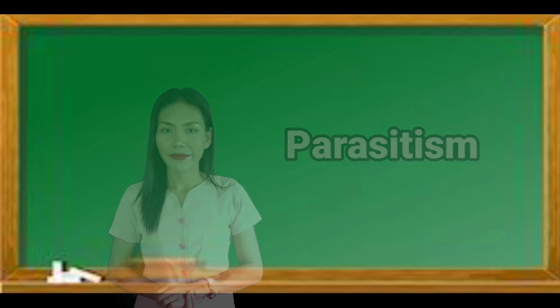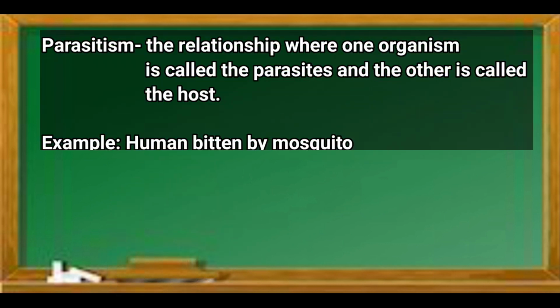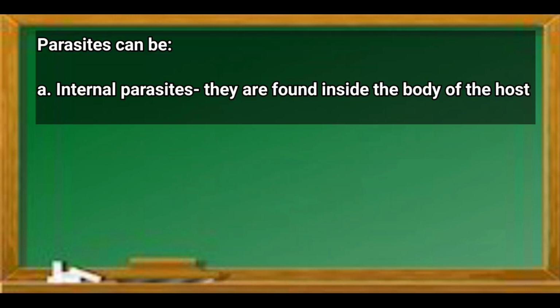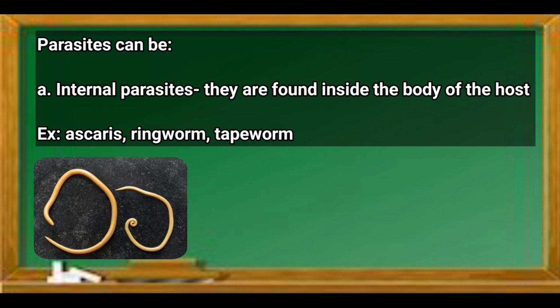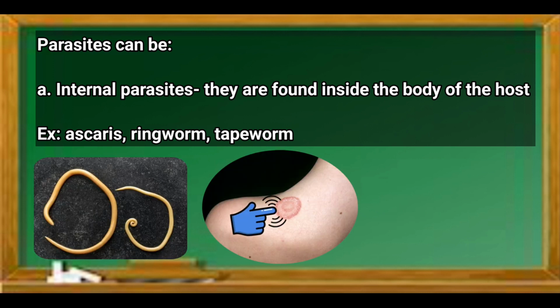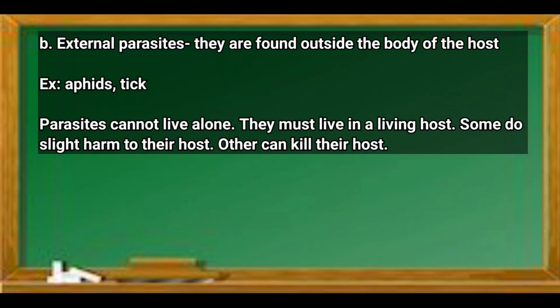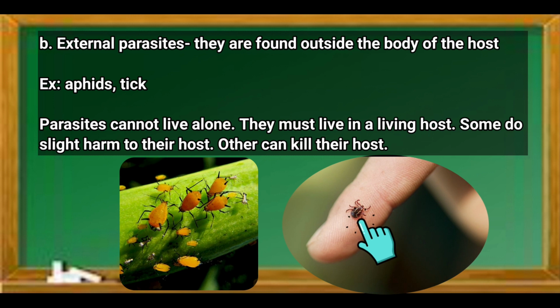Parasitism. The relationship where one organism is called the parasite and the other is called the host. Example, human bitten by mosquito. Parasites can be A. Internal parasites. They are found inside the body of the host. Examples, ascaris, ringworm, tapeworm. B. External parasites. They are found outside the body of the host. Examples, aphids, tick.